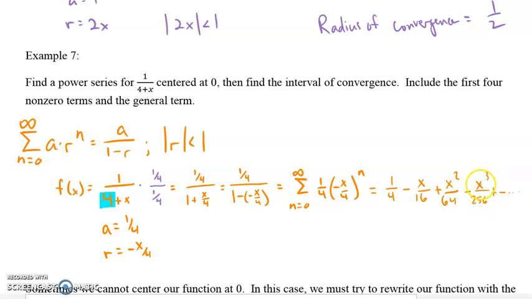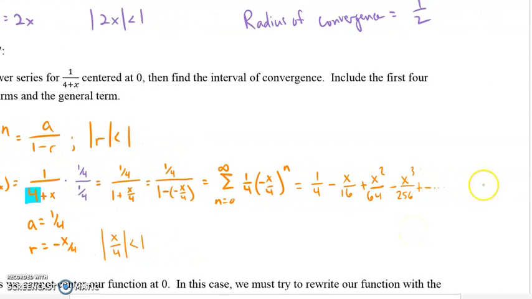All right, what is the interval of convergence? Well, we have to say that the absolute value of our r value is less than 1. So that means that this is going to converge only if the absolute value of x is less than 4. So this is kind of nice. We now see a bigger radius of convergence than we're used to seeing.